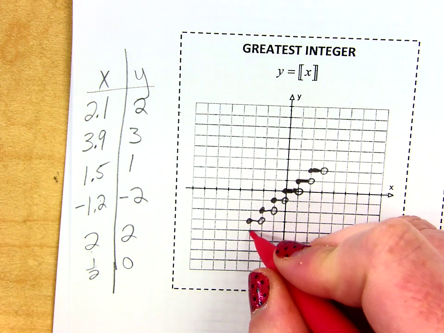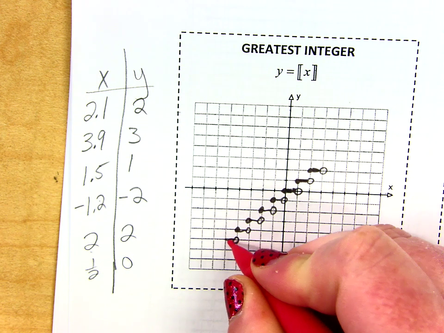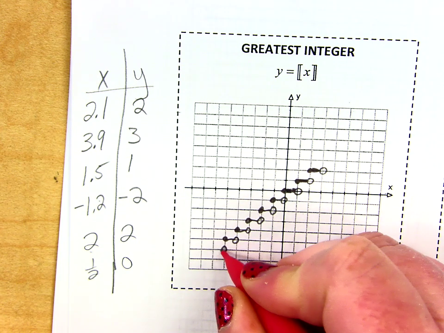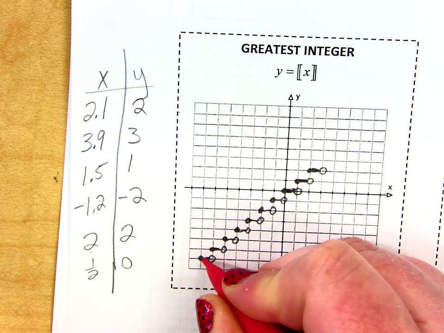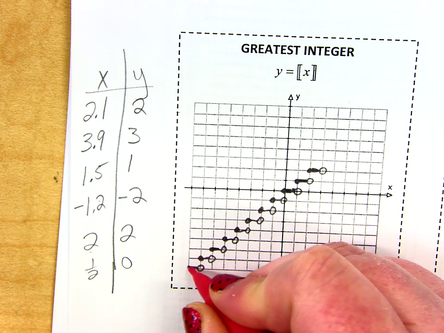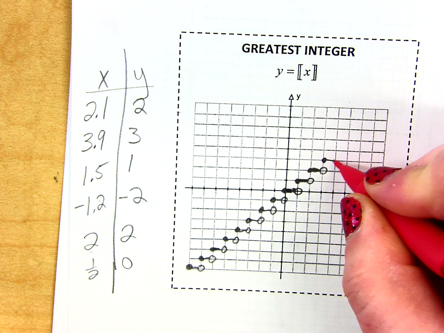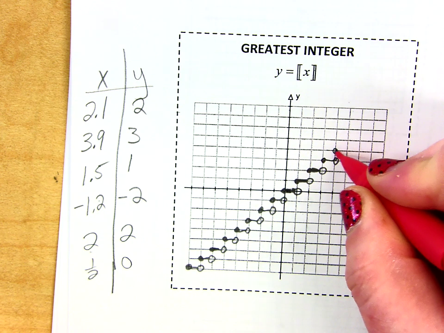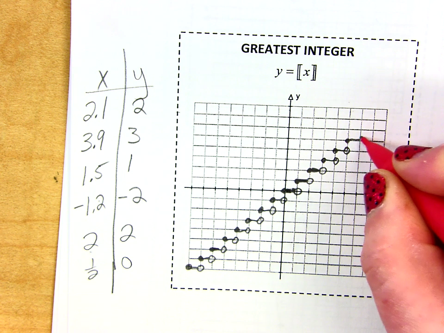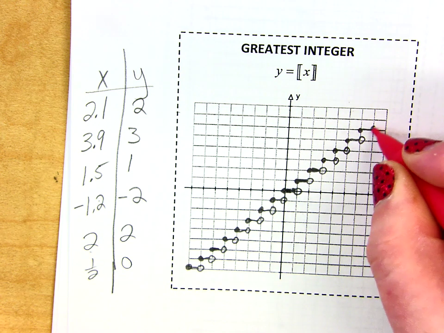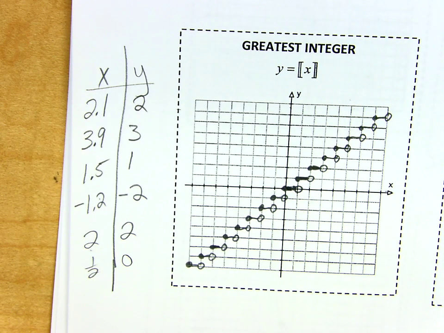And it just keeps going. I mean, forever. We probably should have changed the scale so we didn't have to draw so many of them. But that is what the greatest integer function looks like. Does that kind of make sense? Okay, there's all of them. And my hand hurts now.